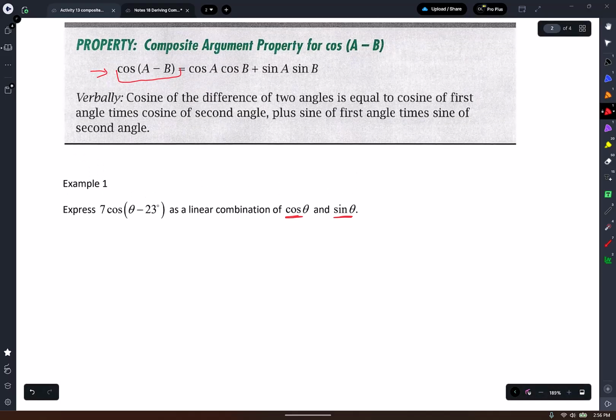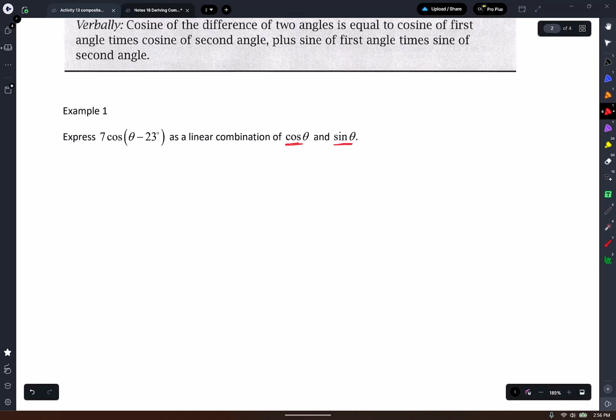Look, we got a formula, and we're going to get cosine and sine. So how do we do that? Like this. I'm going to rewrite it: 7 cosine, parentheses, theta minus 23 degrees. Notice that's a degree. When I was typing this out, I think I was in degree mode. Next time I'll put the notes all in radians because I think we should just do everything in radians. But all right, put this in brackets.